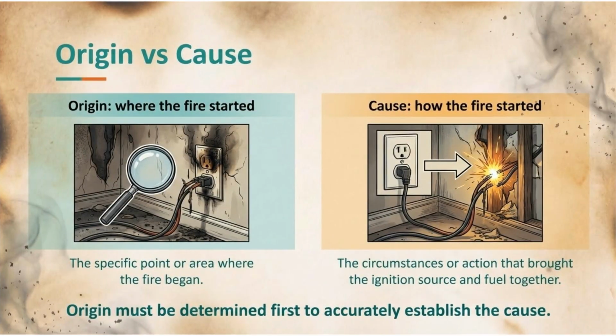Origin refers to where the fire started, while cause refers to how the fire started. A defensible cause determination cannot be made without first identifying a defensible origin. This sequence is critical and is a foundational principle in NFPA 921.